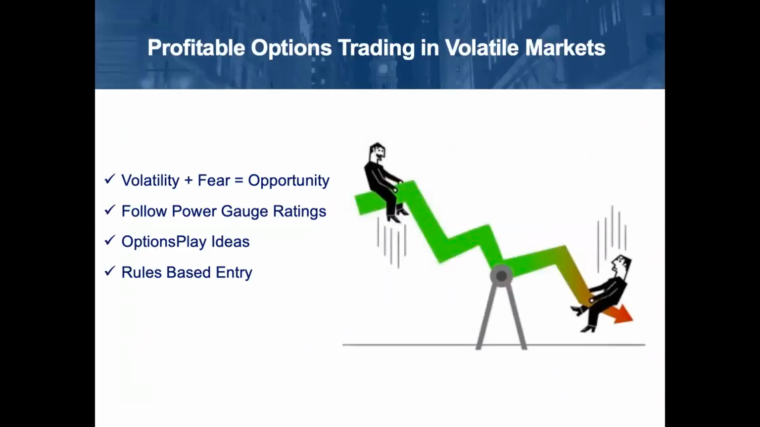So in today's webinar, we're going to show you how you can create profitable options trades in these volatile markets. For me, volatility and fear equals opportunity. If you follow the Chaikin Power Gauge fundamental ratings, which we're going to get into in a minute, use options play module or some methodical way to have high probability options strategies and know which ones to follow and which ones to pass on, and have rules-based entries. Those are the three things that you need to do to create profitable options trades.